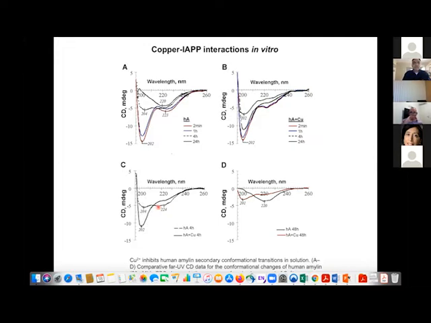Again, that is in the absence of copper. In the presence of copper, both at 4 hours and even after 48 hours, we see amylin preserving its native soluble, predominantly random coil structure. So this structural study basically explains the inhibitory effect of copper on amylin aggregation observed with thioflavin T assays.